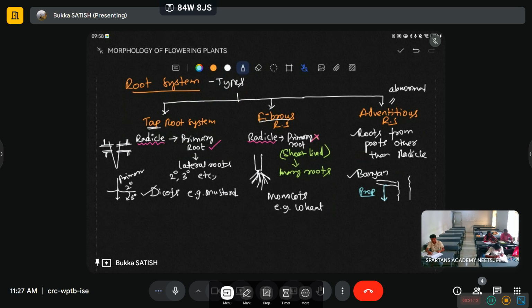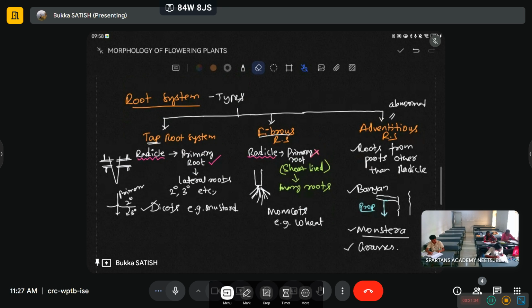The same way you can see it in monstera plants, and also in the grasses. You can see roots developing from some other parts, not from the radicle. Those roots are what we call adventitious roots. So these are the three different types of root systems. If clear, copy it neatly. If not, just let me know. Just write the flow chart.